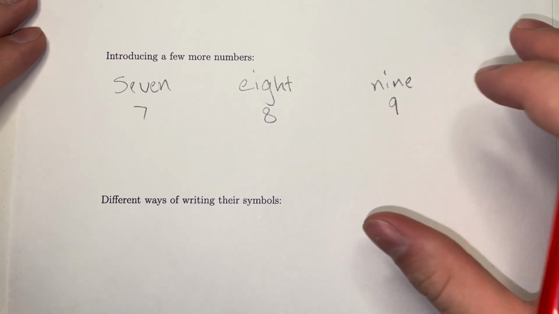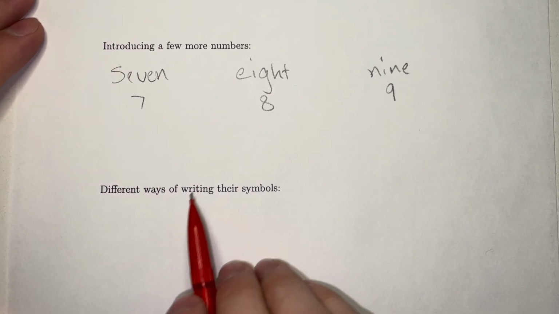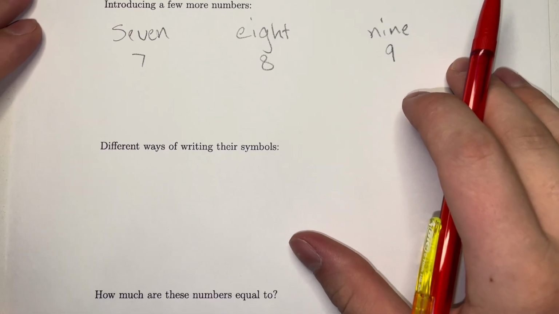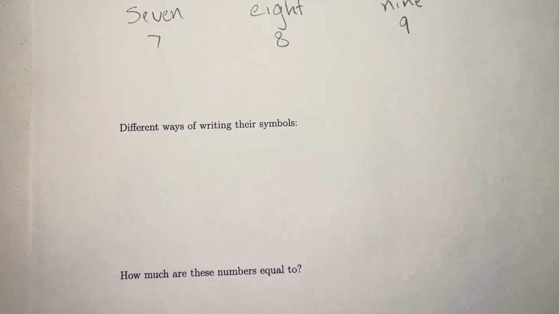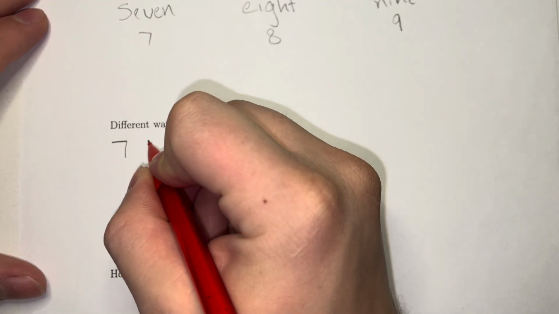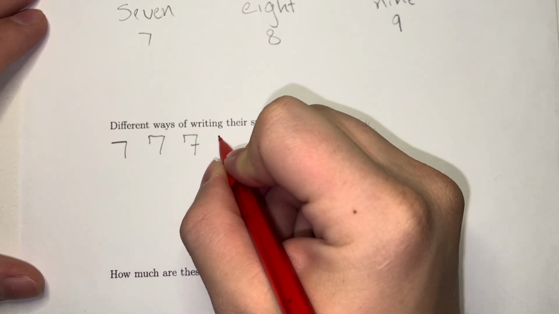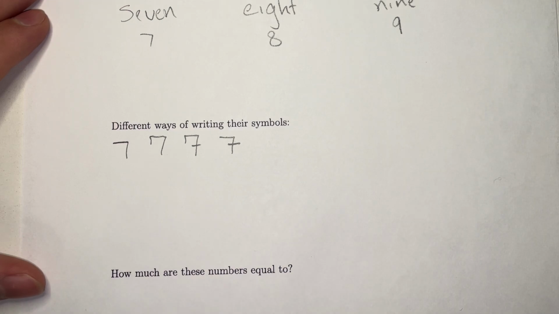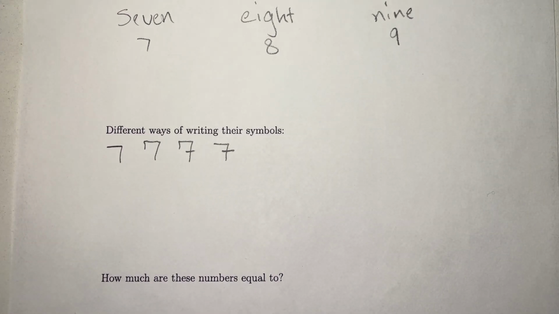And let's go ahead and talk about the different ways that we can see these numbers expressed by their symbols, different ways that people might write these numbers. So 7 really has 4 different ways that you will see it written. The way that I did up here, a little hook and a dash, and then no hook and a dash. And these are the most common ways that you will see 7 written.